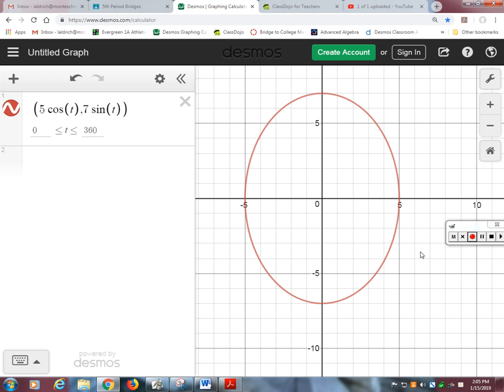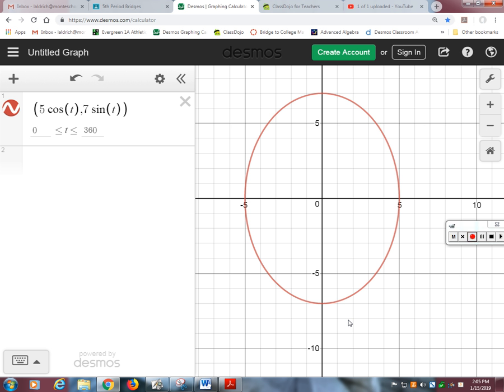How do the equations that we graphed relate to the ellipse? Awesome. Okay, so the equation says 5 cosine, and this distance is 5. And then it says 7 sine, and this distance is 7. And if you look up here, you'll notice that sine goes with the y, and cosine goes with the x. So that's why those come out to be like that, okay?